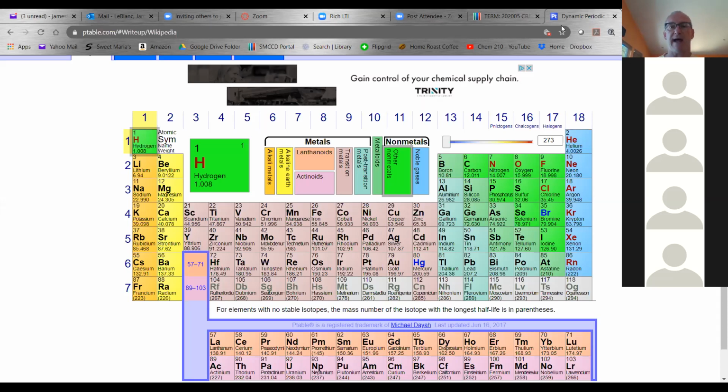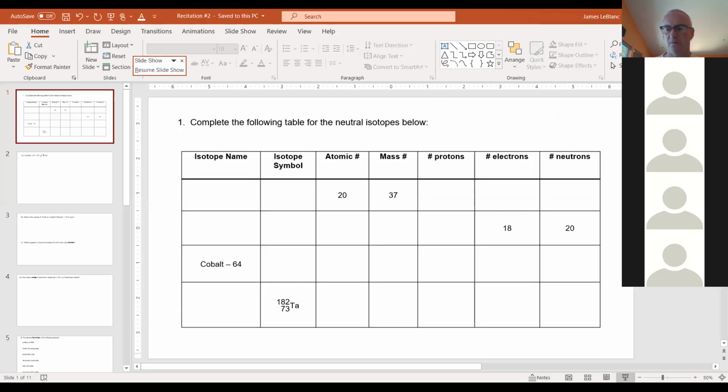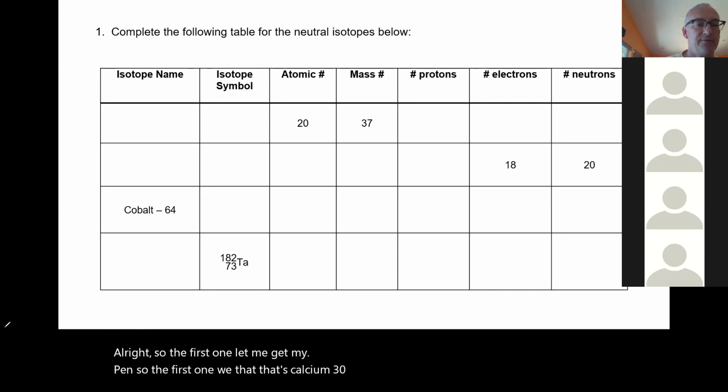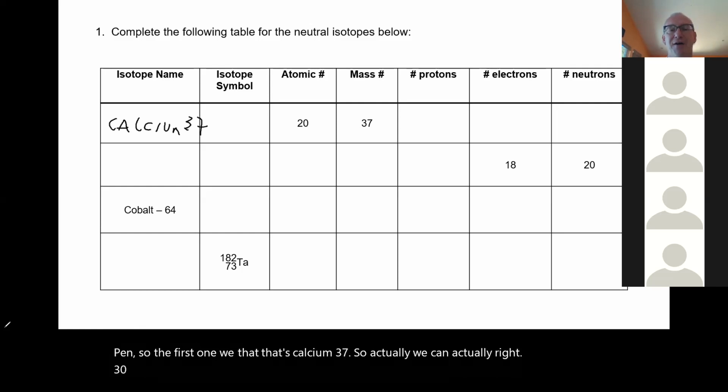So for its name, it's going to be argon-38. Let's go back to the table and see if we can fill this in now. All right, so the first one, let me get my pen. We now know that that's calcium-37. So we can write calcium-37 with a little dash in between. It's kind of hard to write small on the screen.